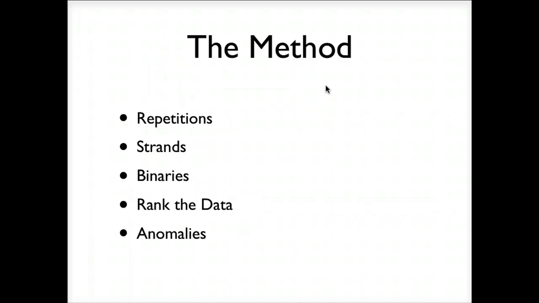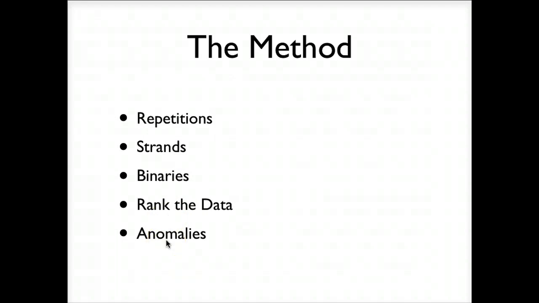Okay, quick review of part of the chapter. The method includes finding repetitions, which are any words that are the exact same word repeated, and that includes different parts of speech like running, run, ran. Strands, which are repeated ideas, concepts, or similar kinds of words, not the exact same kind of word. After finding repetition strands, then we try to identify binaries that we see at work in the text, which finding repetition strands will help us find. Once we've completed that, we're going to rank the data. Once we've completed that, then we're going to look for anomalies.